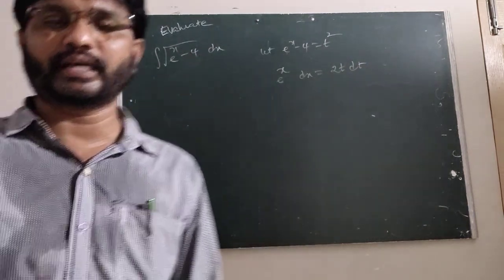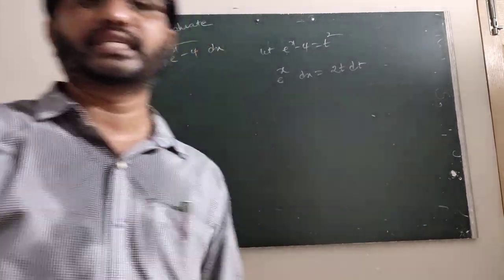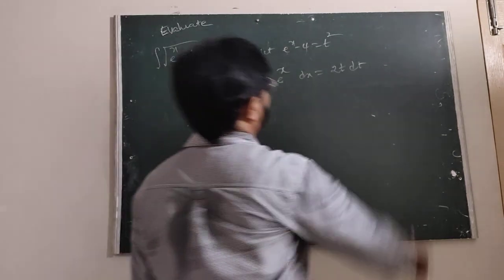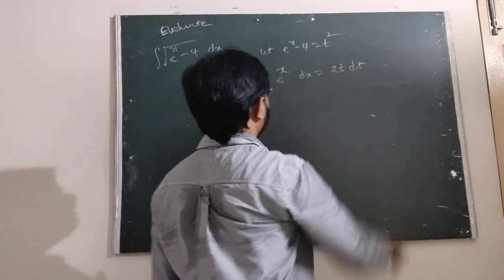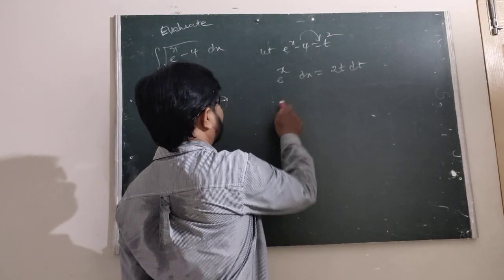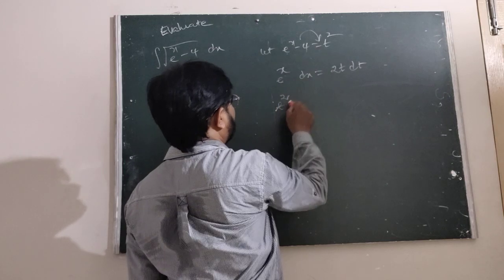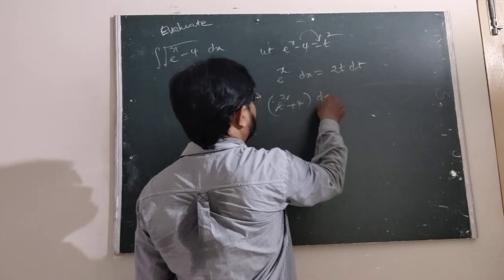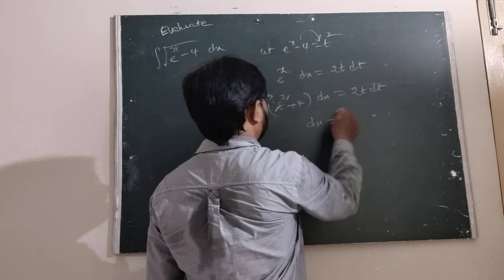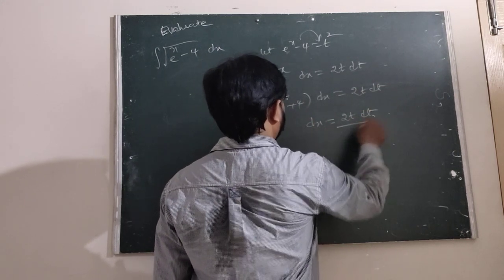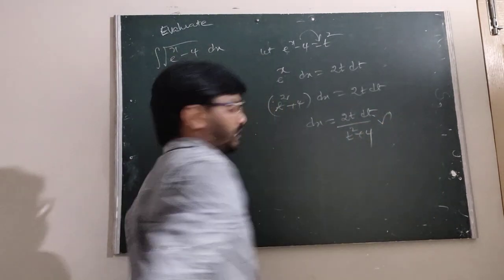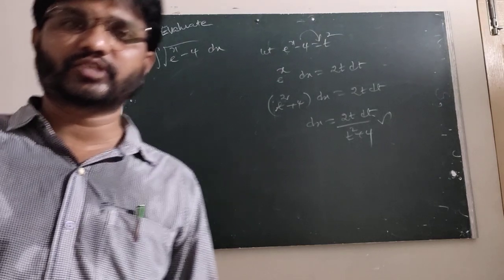The derivative of e power x is e power x, the derivative of x is dx, the derivative of the constant is 0, and the derivative of t square is 2t dt. Now instead of e power x we write t square plus 4, so t square plus 4 into dx equals 2t dt. Now we write dx equal to 2t dt by t square plus 4.